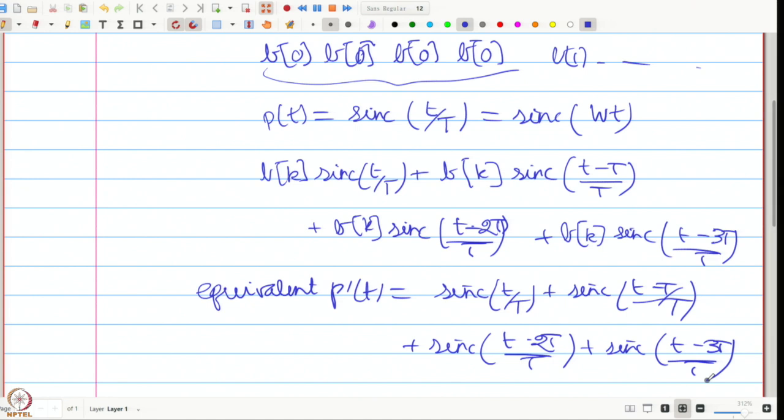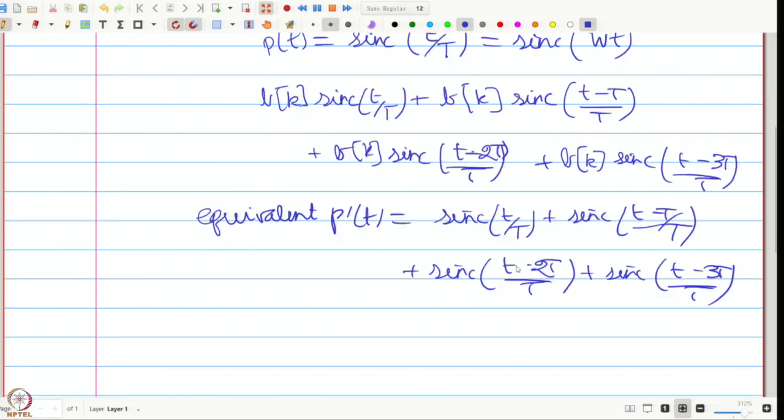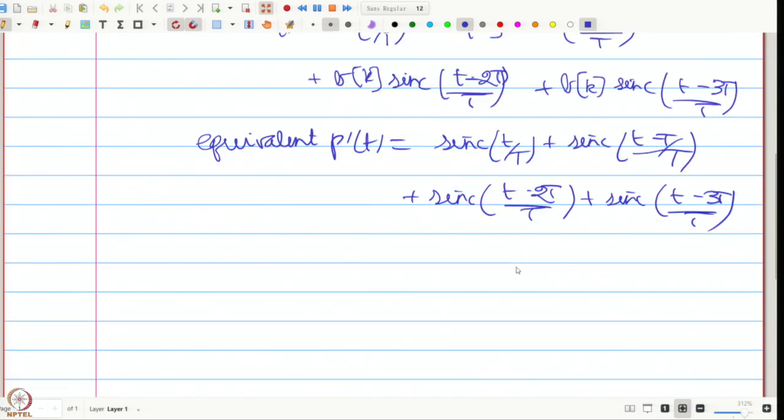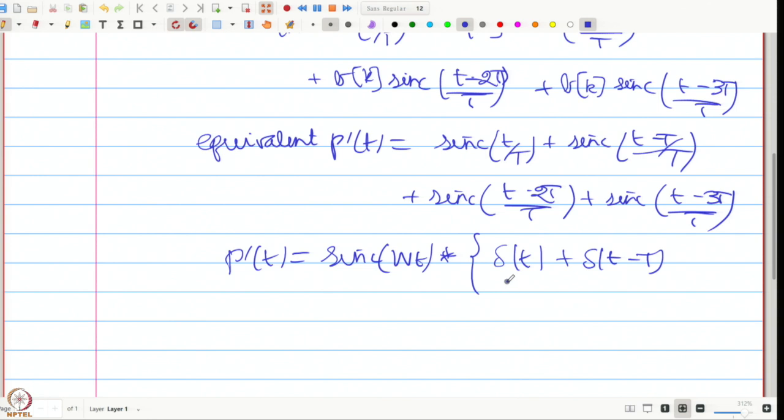Okay, this is my equivalent p of t, and if you now look at the effect of this, what is the spectrum of this p of t? So sinc is between minus w and w. So what about this? This p prime of t is equal to sinc of wt convolution delta of t, because there is no change, plus delta of t minus capital T, because I delayed by T, plus delta of t minus 2T plus delta of t minus 3T.